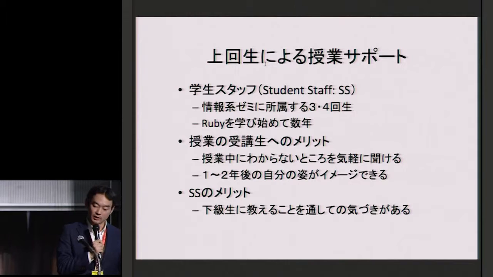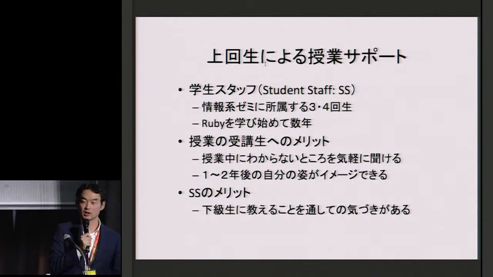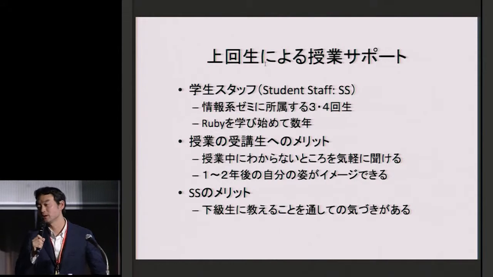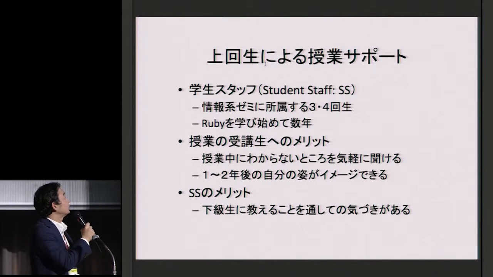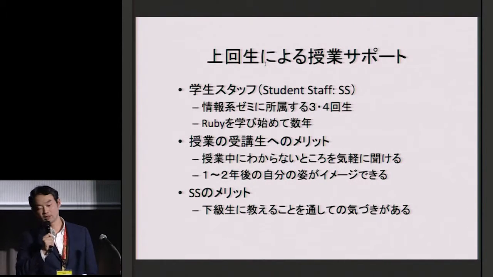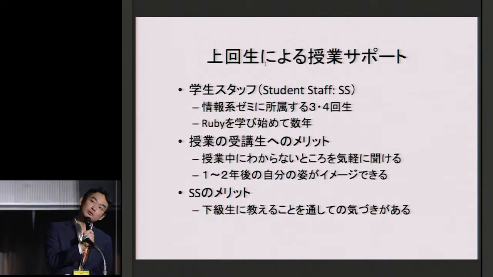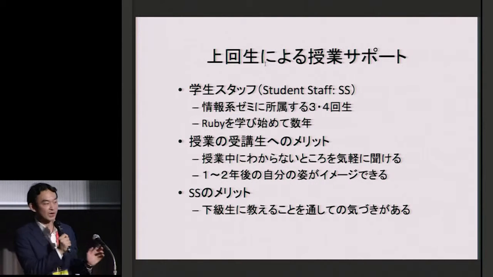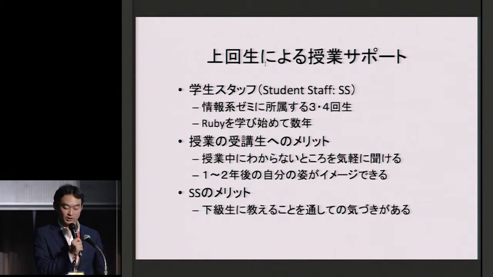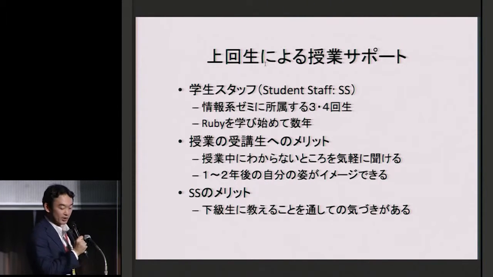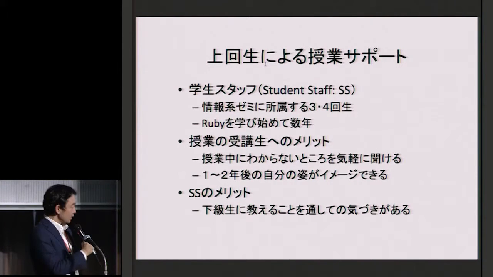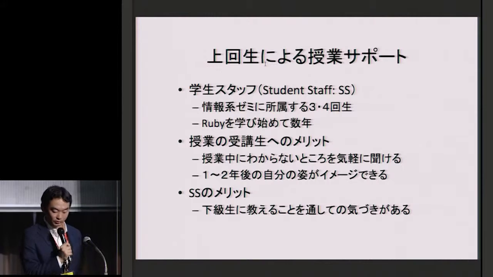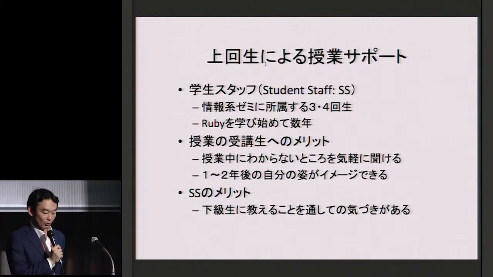So what do we do in this activity? Unlike a TA, we ask students to volunteer to work as student staff. So we call them student staff, or SS. They are students who took these classes when they were in first or second grade in the university and then joined an IT-related seminar, and now they are in the third or fourth grade and support the classes. So it's been about 1 or 2 years since they started learning Ruby.